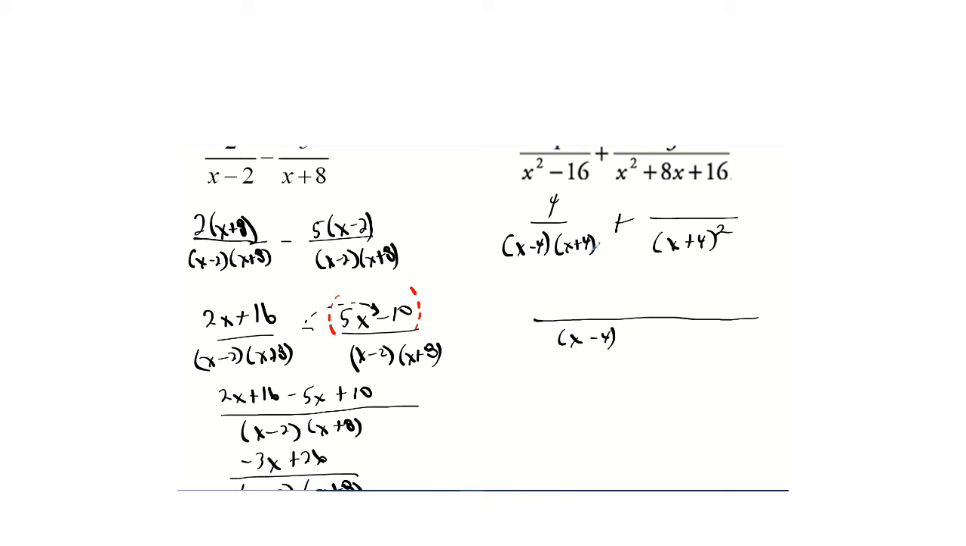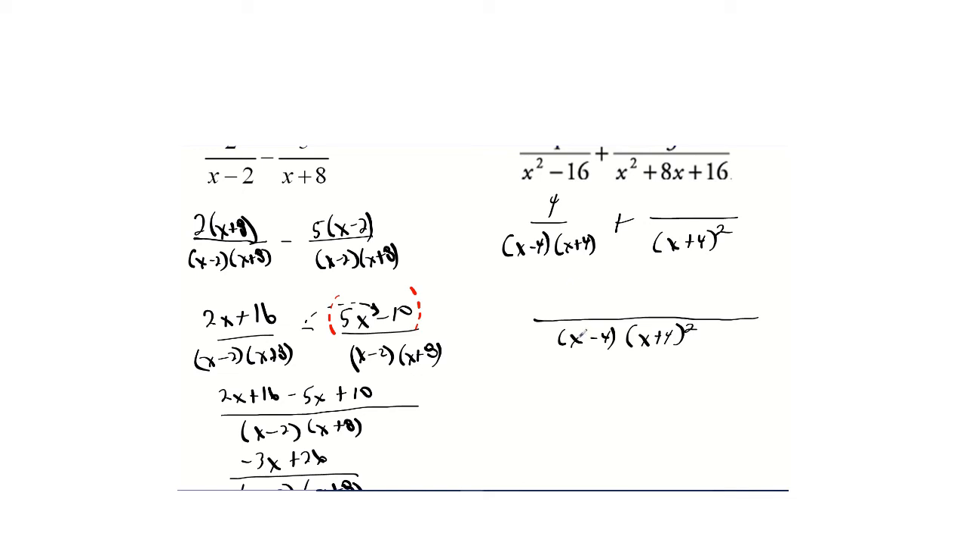I have x plus 4, and I have x plus 4 squared. So remember, when you have the same factor repeated, the rule is take the highest exponent. So we're going to need x plus 4 squared. Okay, look at this denominator. Ask yourself, what would I have to multiply this by to generate this?